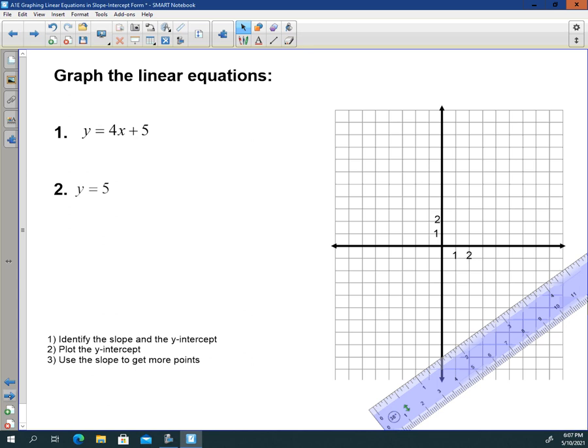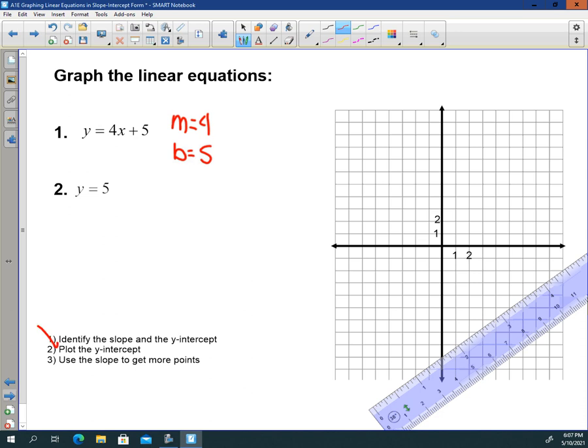So a couple of things that are a little bit different about this one. Let's identify the slope and the y-intercept of number 1. Let's do this one in red. Well, the slope is 4, and the y-intercept is 5. Everything still normal. You're just identifying the slope and the y-intercept.